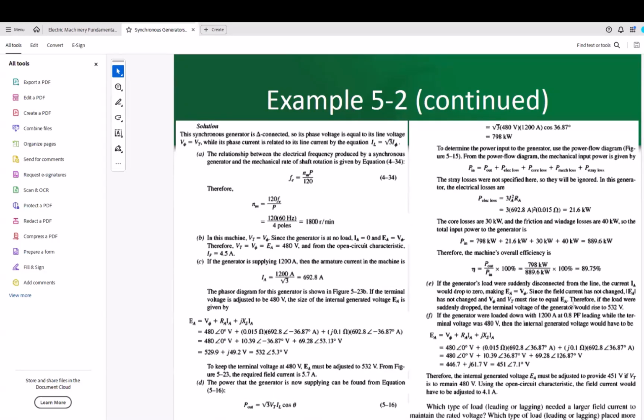So the field system is still the same. Therefore, EA will not change. VΦ and VT must also rise, therefore, to be equal to EA. Therefore, if the load were suddenly dropped, the terminal voltage of the generator would rise to 532 volts, which would correspond to this EA, the internal voltage that has not changed.